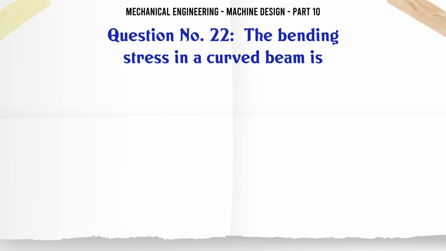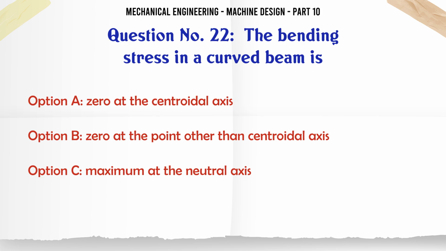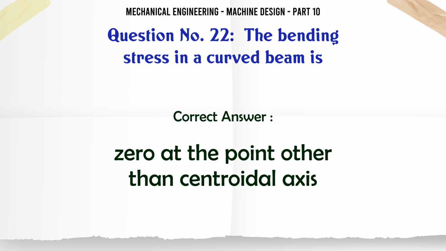The bending stress in a curved beam is A. 0 at the centroidal axis, B. 0 at the point other than centroidal axis, C. maximum at the neutral axis, D. none of these. The correct answer is 0 at the point other than centroidal axis.